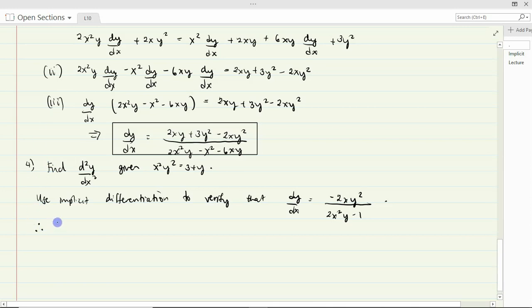Therefore, d squared y over dx squared equals, differentiate nyo to kasi ito yung first derivative. Ito yung i-differentiate natin. Derivative ng first derivative is the second derivative equals derivative nito. This is a quotient, so we use quotient rule. Low d high tayo pala. So, copy lang natin si low. You have low 2x squared y minus 1.